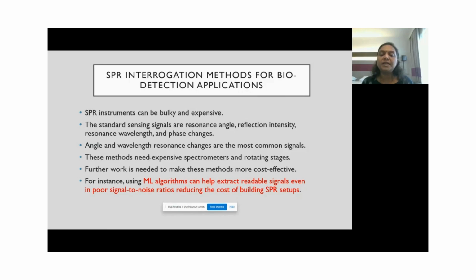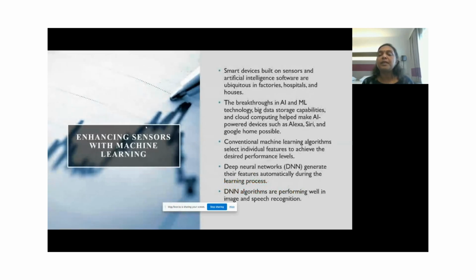Therefore, using machine learning algorithms can help extract readable signal even in poor signal-to-noise ratio, which reduces the cost of building an SPR setup. To enhance sensors with machine learning, smart devices are built on sensors and artificial intelligence software is incorporated in factories, hospitals, and even houses. The breakthrough in AI and machine learning technology, together with big data storage capabilities and cloud computing, makes AI-powered devices possible, using Siri, Alexa, and also Google Home.